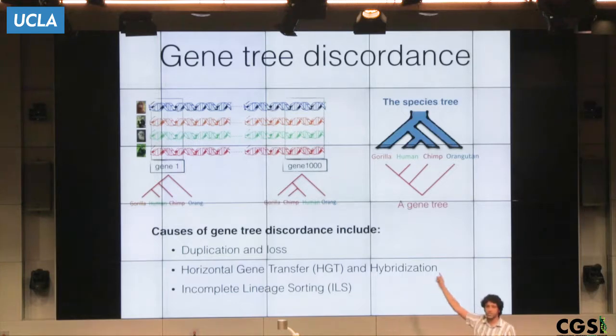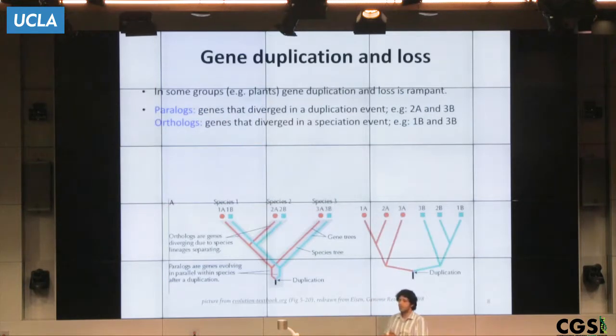Okay, so now the question is, why is this happening? Why can you have different gene trees for different parts of the genome? It turns out there are many, many different reasons. There are three or four main ones that I'm going to quickly mention, and then maybe focus on one. Any questions so far? Okay. So, reasons for discordance.